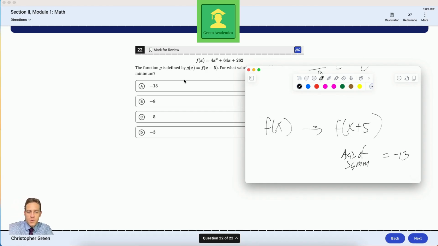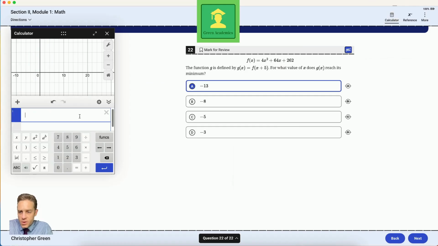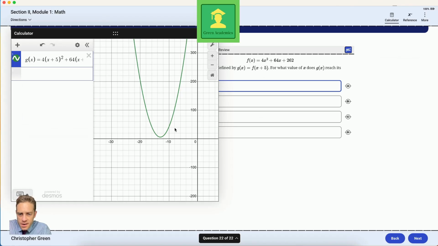Now, you could do this also on Desmos. In fact, you could do it the long way, as long as you understand how to input x plus 5 as x. So g of x would be literally equal to 4 times the quantity x plus 5 squared plus 64 times the quantity x plus 5 plus 262. And you would zoom to see its vertex, which is at negative 13.